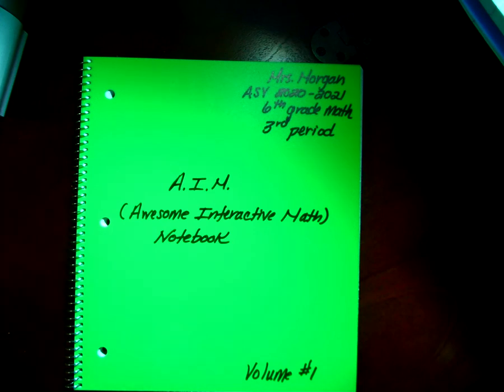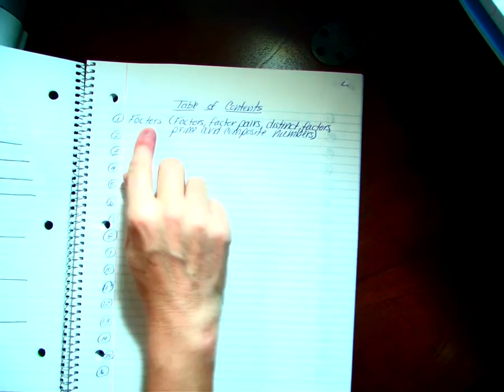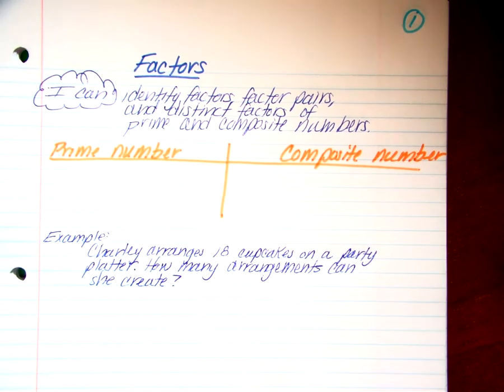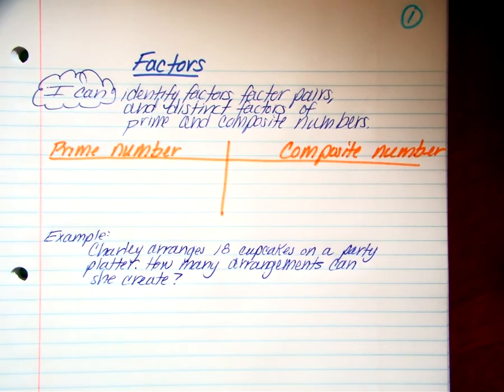So we've already set up our interactive notebook and we're going to be ready to go. Page 1. So factors. We're going to discuss factor, factor pairs, distinct factors, prime and composite numbers. Okay, here is page 1. This is the page we're going to work on. Here we go. I can identify factors, factor pairs, and distinct factors of prime and composite numbers. We're going to put some vocabulary in here in just a minute, so just set that up for us.